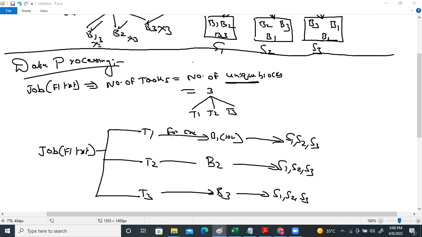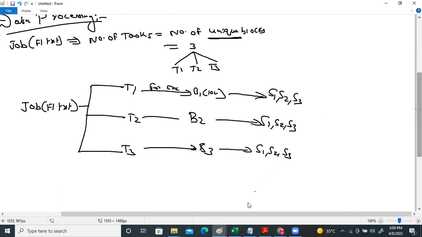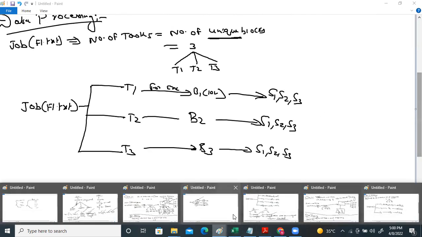So T1 task is to execute B1 10 lakh records. So S1, S2, S3, all these three can execute it, right? Yes. T2 also by S1, S2, S3. T3 also can be executed by S1, S2. Assume all are eligible. Just I was saying a labor example like previously.